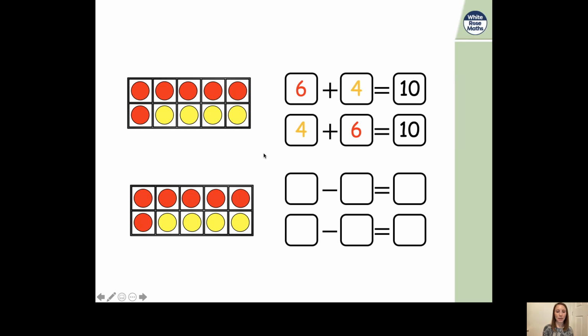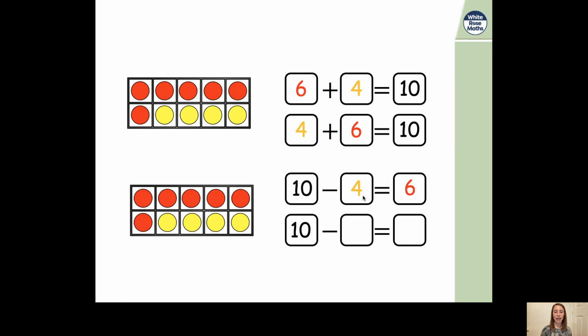I'm now going to do that for my subtraction sentences. So remember, I need to start with my whole, my biggest number, which is the number 10, because I've got 10 altogether. And I'm going to take away 4 to start off with. So 10 take away 4. How many have I got left? Should we count together? 1, 2, 3, 4, 5, 6. So I know that 10 take away 4 equals 6.